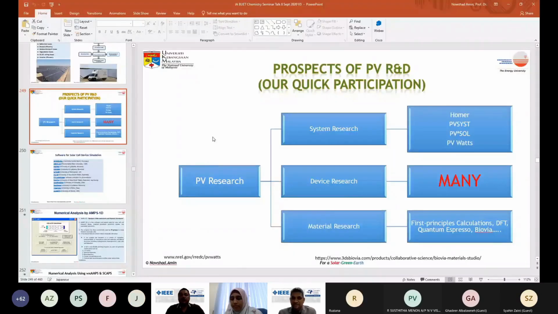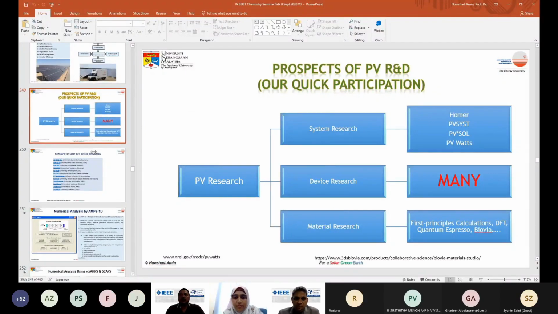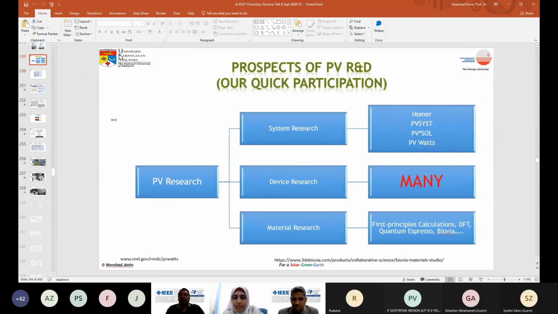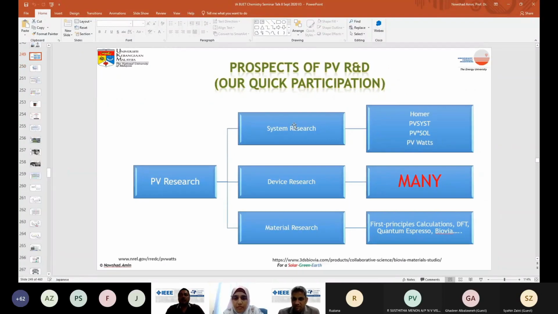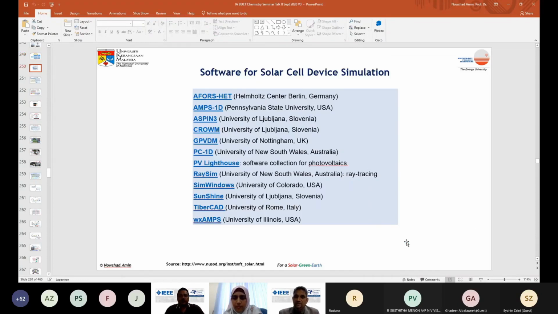Okay, solar PV research. You can see, right? Can you see the slide? Yes. Okay, solar PV research, we can categorize. I have categorized it quickly. For example, system research you can do by using Homer software, PVSyst, PVSol, PVWatts. Then device research. There are so many software packages, which I'll show you in the next slide. Material research you can do with DFT, Quantum Espresso. These are the proprietary software packages that can be used to research material science for PV. These are the solar cell device simulation software that we have used from time to time.